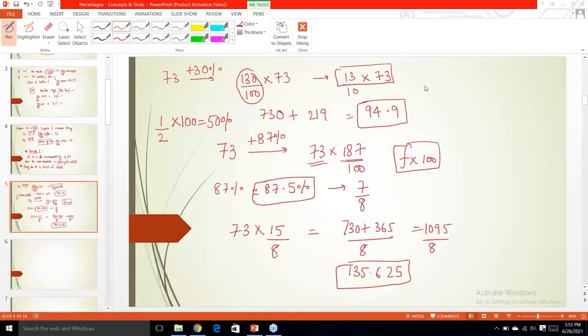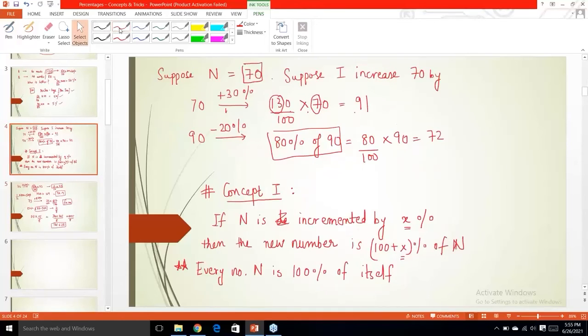Name which exact part are you talking about? The increment part, you mean incrementing 73 by 30%? Let me go back to the previous slide. The examples are simpler there. So 70 if you increment by 30%.